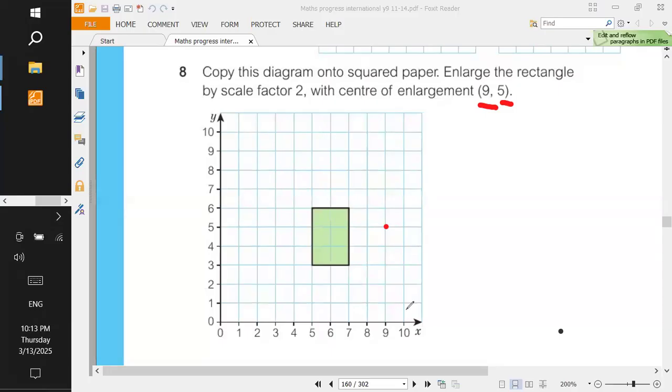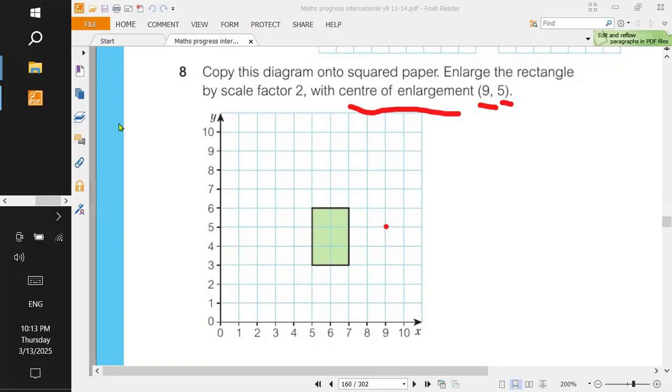So first thing we did, as we said, we found the center of enlargement, not the translation vector, center of enlargement. Now we're going to use it to enlarge the shape by the scale factor of positive 2. Basically, how do you do this?